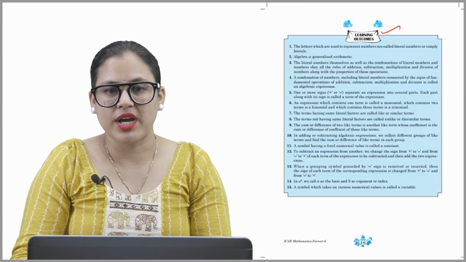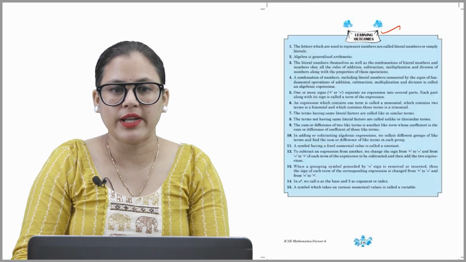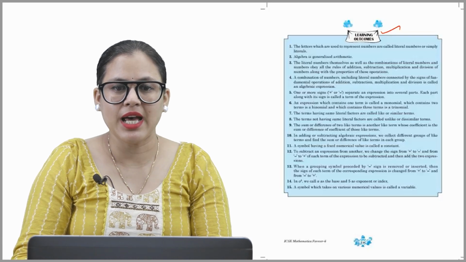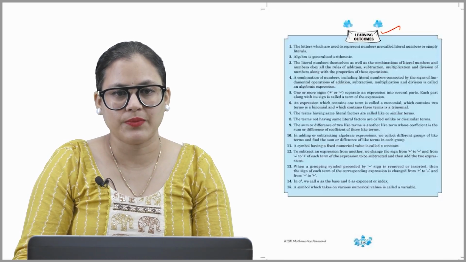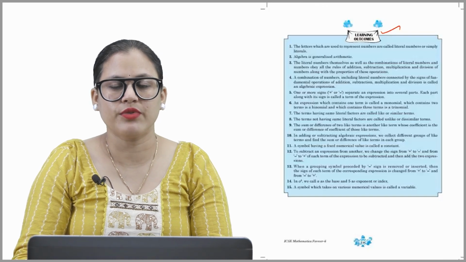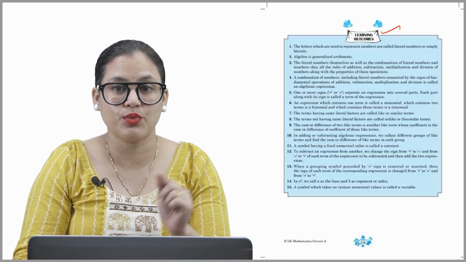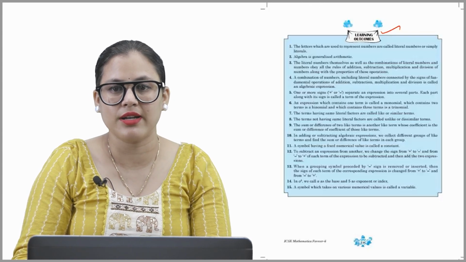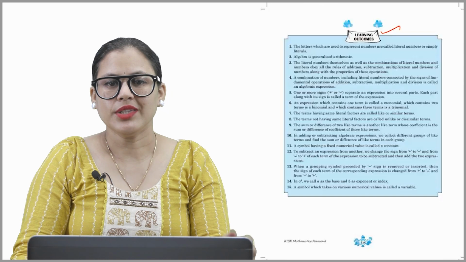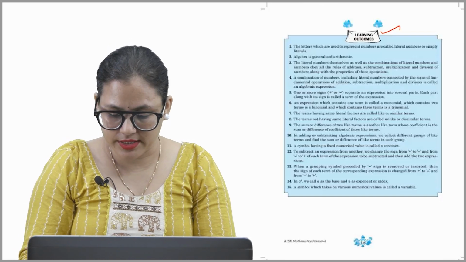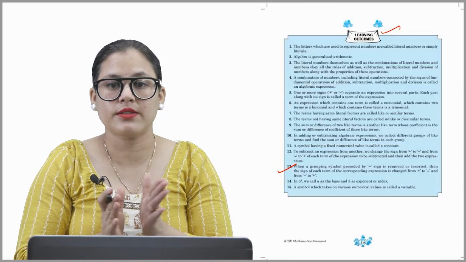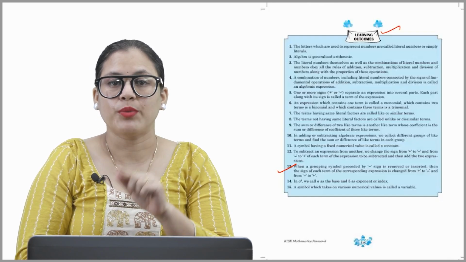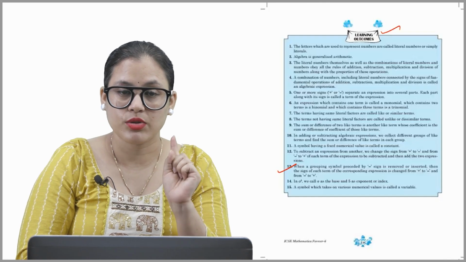10, in adding or subtracting algebraic expressions, we collect different groups of like terms and find the sum or difference of like terms in each group. 11, a symbol having a fixed numerical value is called a constant. 12, to subtract an expression from another, we change the sign from positive to negative and from negative to positive of each term of the expression to be subtracted and then add the two expressions. 13, where a grouping symbol preceded by a negative sign is removed or inserted, then the sign of each term of the corresponding expression is changed from plus to minus and from minus to plus.